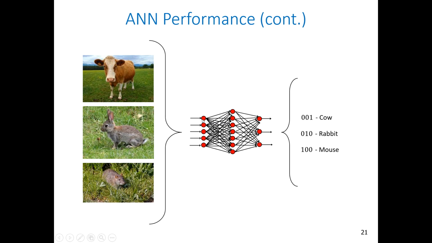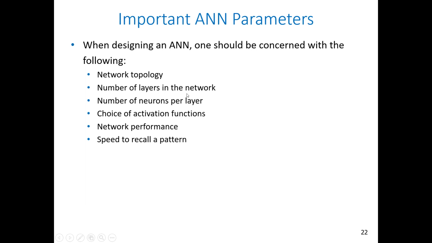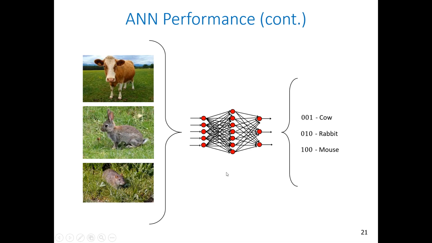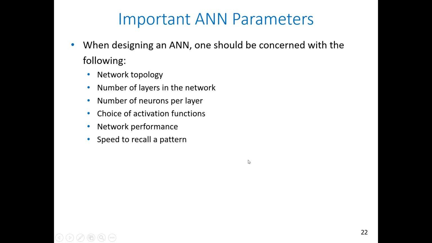Between them, you can see the connections between neurons. Here you can see that one neuron is connected to every neuron in the following layer. So these are called layers. This is the hidden layer. This is the output layer. Number of layers in the network: this is called a two-layer artificial neural network, with a hidden layer and an output layer. You can have 3 layers, you can have 4 layers, as many layers as you need.